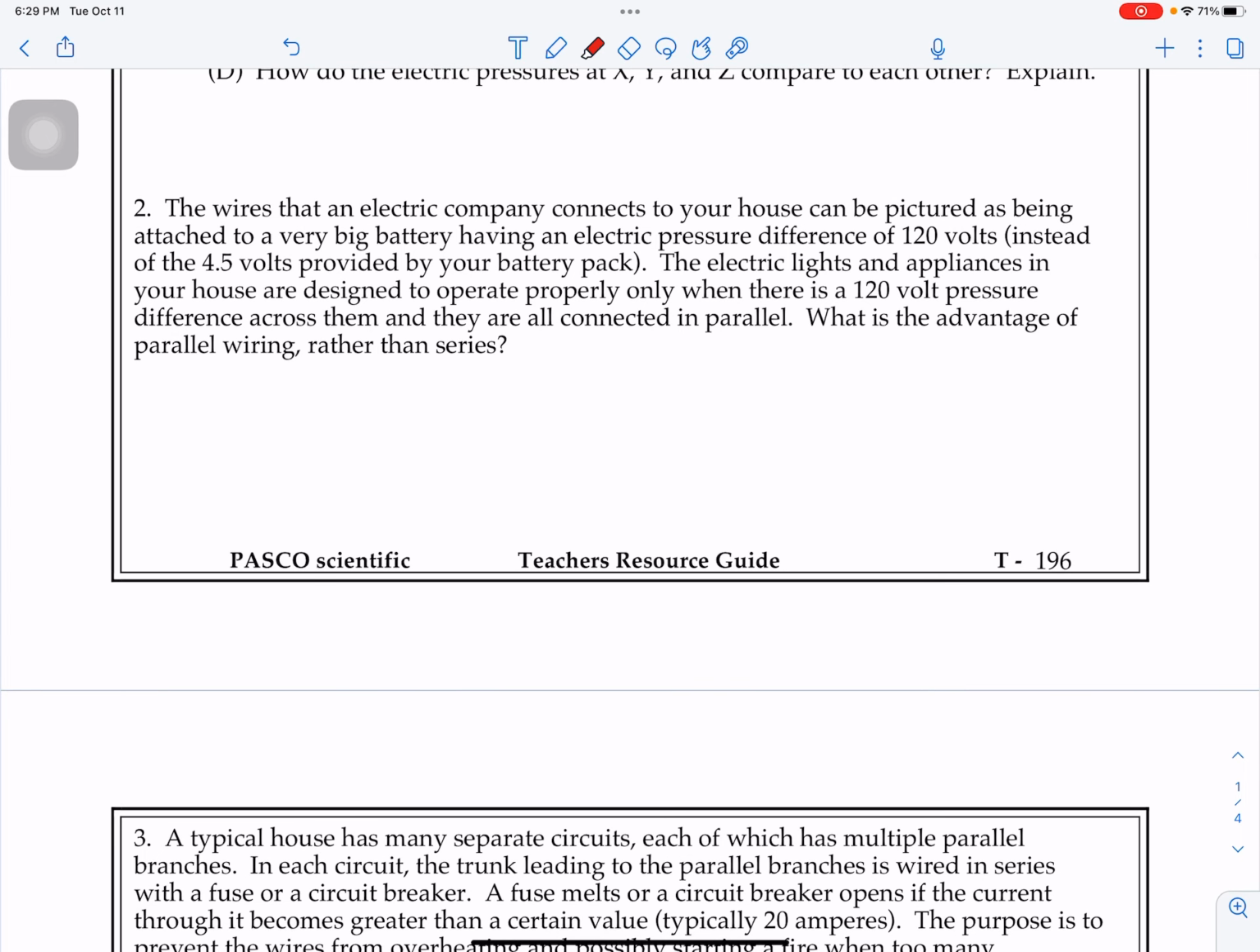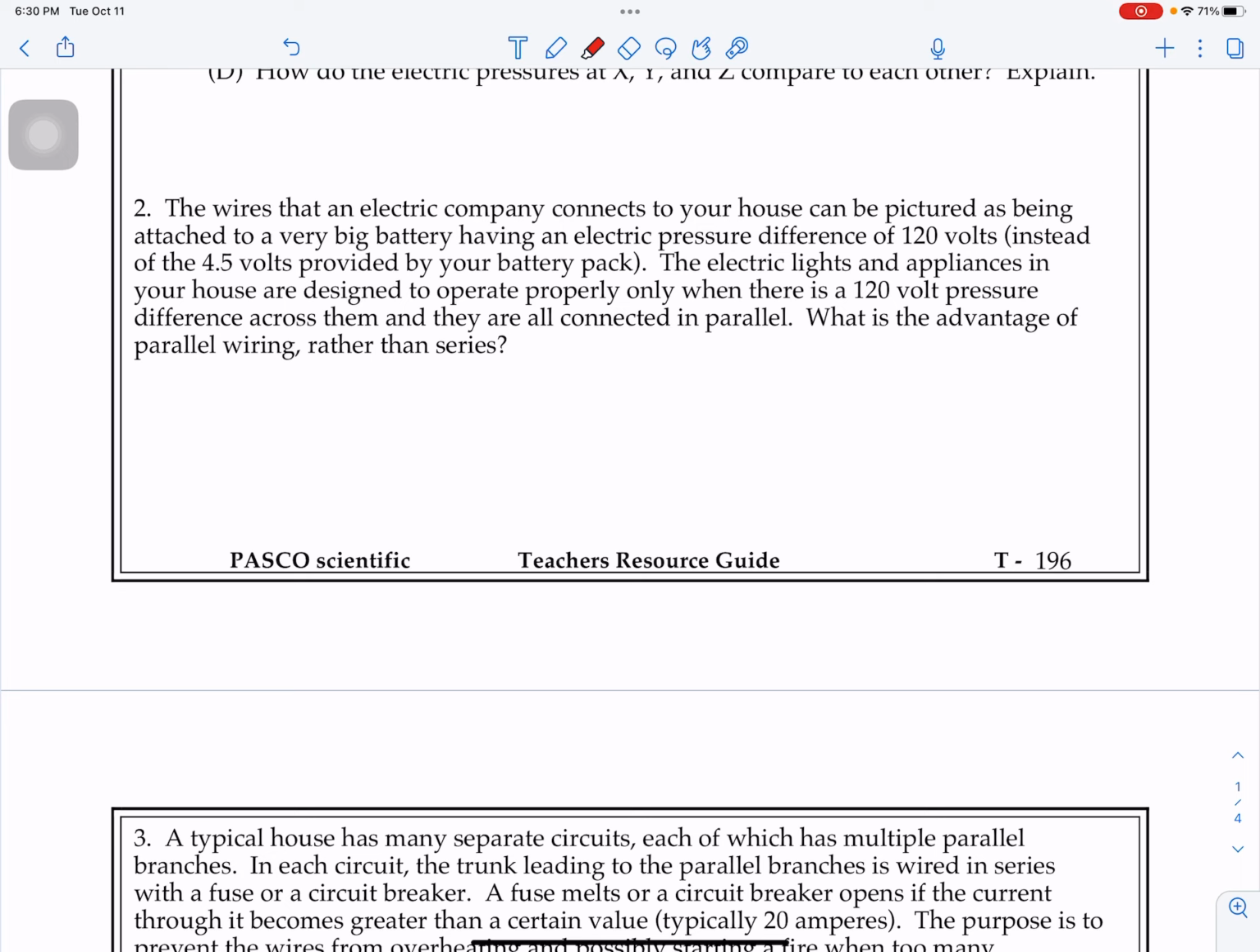Okay, number 2. The wires that an electric company connects to your house can be pictured as being attached to a very big battery having an electric pressure difference of 120 volts. The electric lights and appliances in your house are designed to operate properly only when there is a 120 volt pressure difference across them, and they are all connected in parallel. So what is the advantage of parallel wiring rather than series?